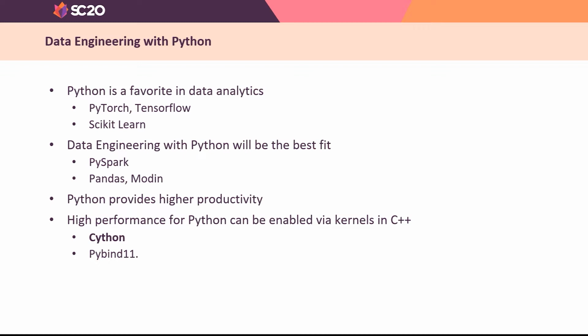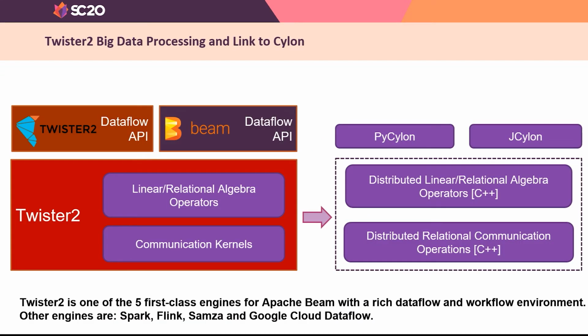To overcome this issue, high-performance kernels need to be written in languages like Fortran and C++ and wrapped with Python. For wrapping high-performance kernels, Cython and PyBind11 come in handy. In our research, we use Cython to write efficient Python bindings. Now we know the challenges in data engineering, and we know why Python plays a major role in data engineering and data analytics. To understand why Cylon was created, let's take a look at the Twister2 project that we created some time back.